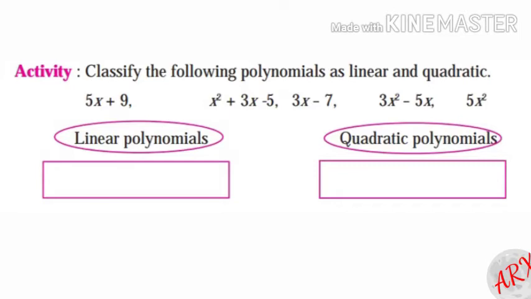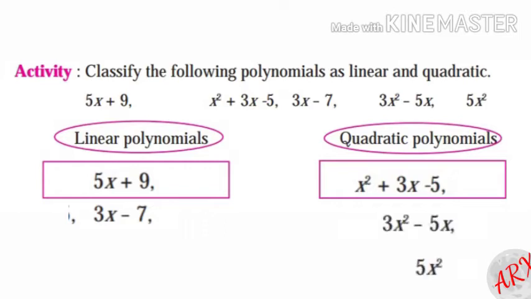Classify the following polynomials as linear and quadratic. 5x plus 9. As degree of variable is 1, it is linear polynomial. Second, x square plus 3x minus 5. Now here the degree of polynomial is 2, hence it is quadratic polynomial. Third, 3x minus 7. Now degree of variable is 1, so it is linear polynomial. Similarly, 3x square minus 5x and 5x square, the degree of both the polynomials is 2, hence they are quadratic polynomials.